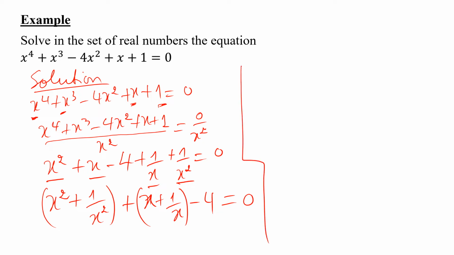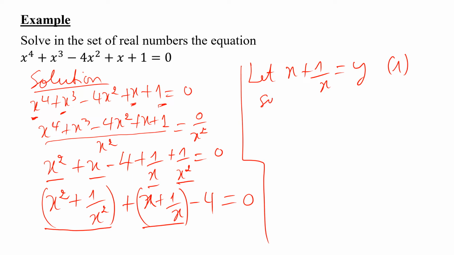Step number 3, we need to write this expression: let x plus 1 over x equal y. As you see, we want to express this equation here in terms of y. Then if you have this, we need this expression here. To get this expression, we need to square both sides. Now this is equation number 1, squaring both sides.